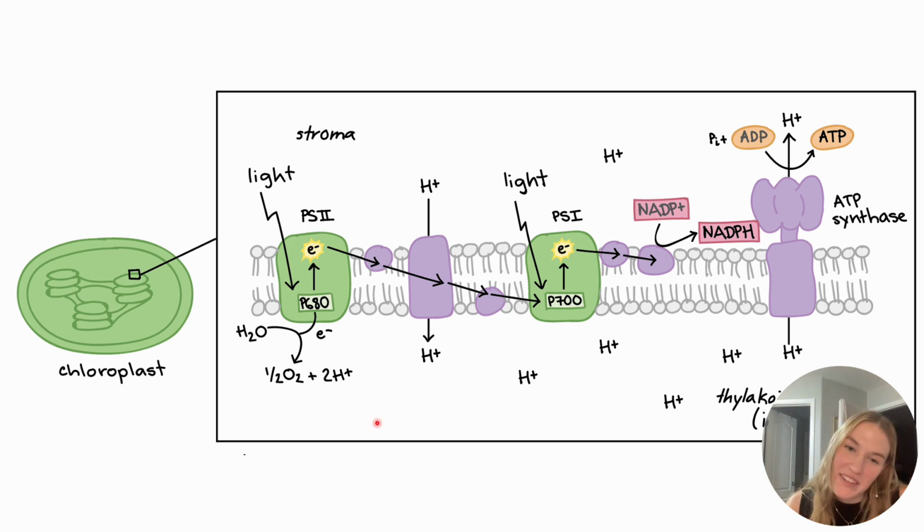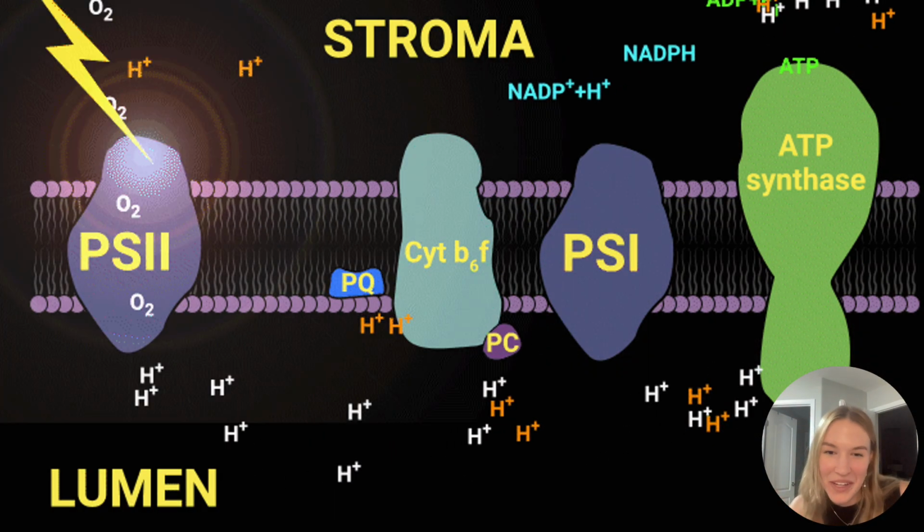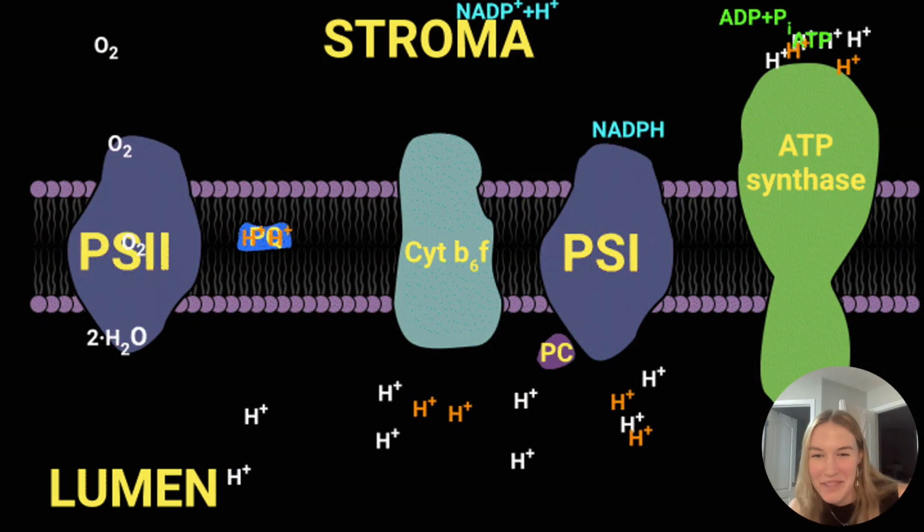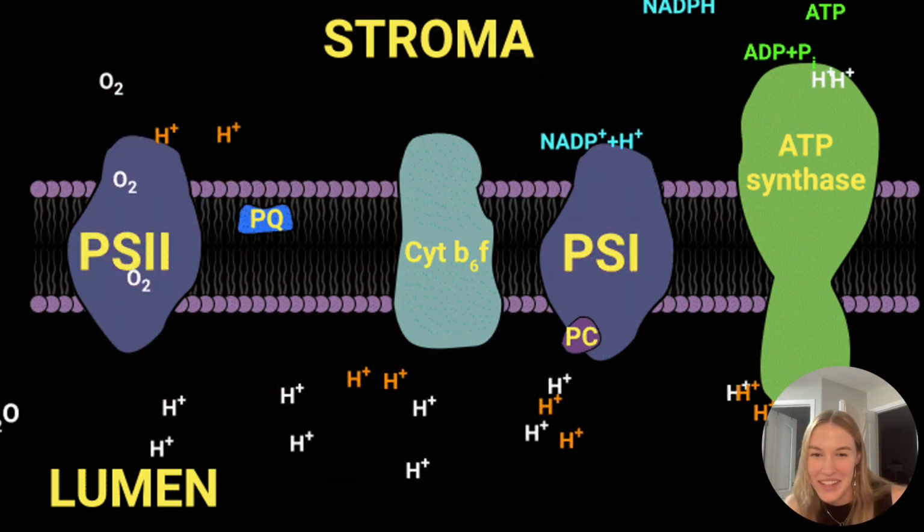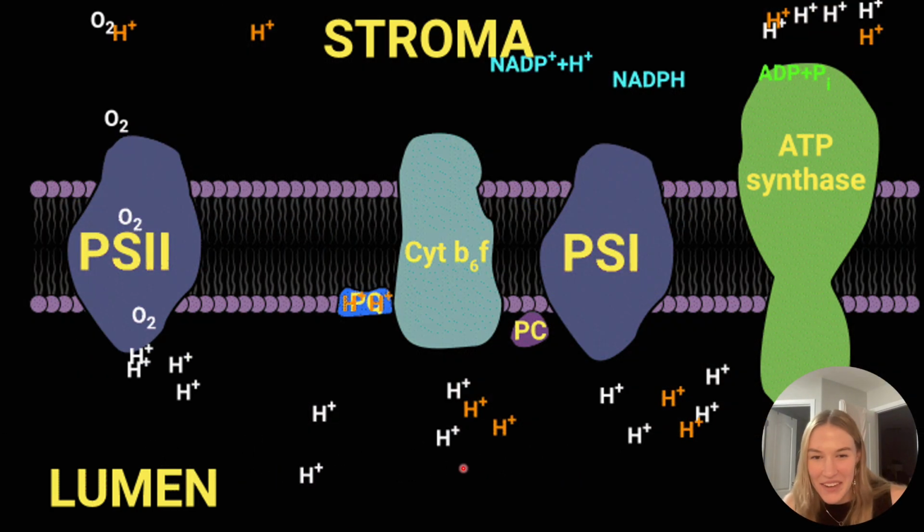Now, you also might hear this referred to as the Z scheme, and it's because you energize the electron, it goes down, and it goes up. So if you turn your head, it'll look like a Z. Okay, so I think this is a really cool animation. I'm going to let it play here for a second so that you can really see how awesome it is.